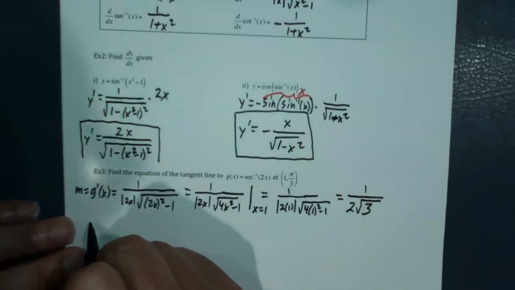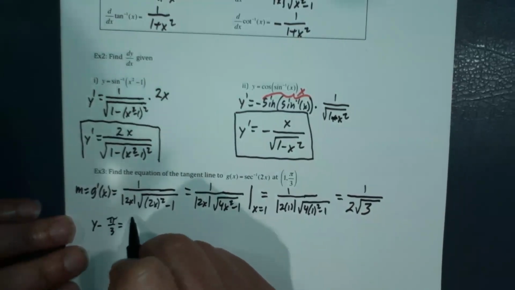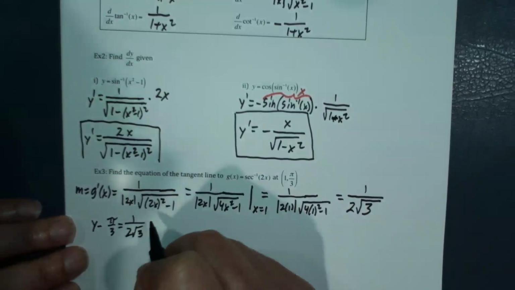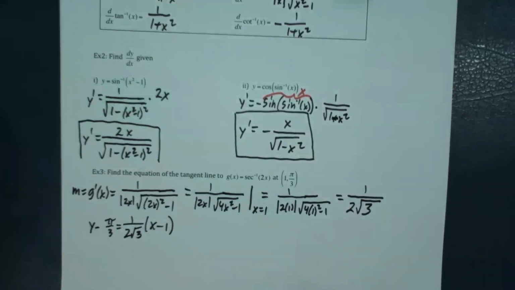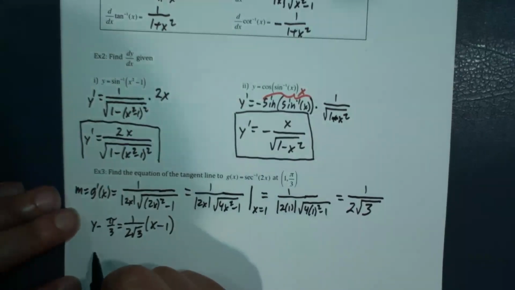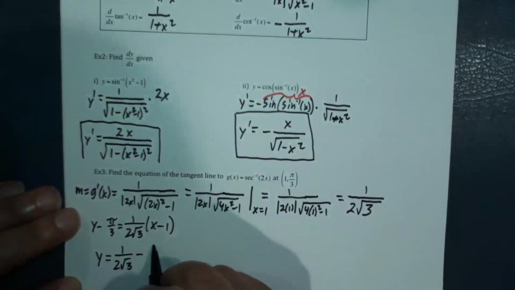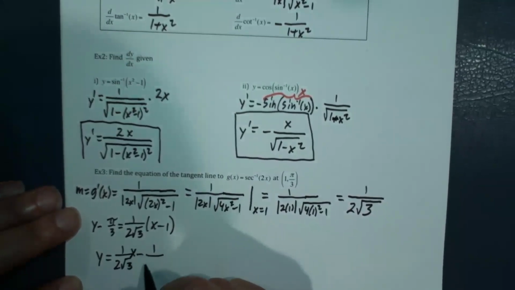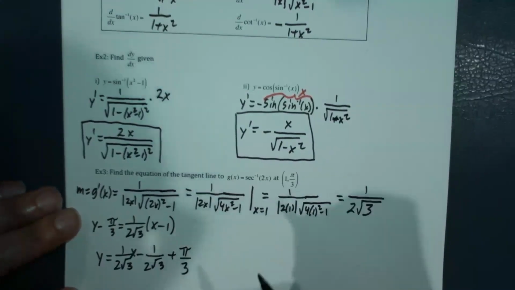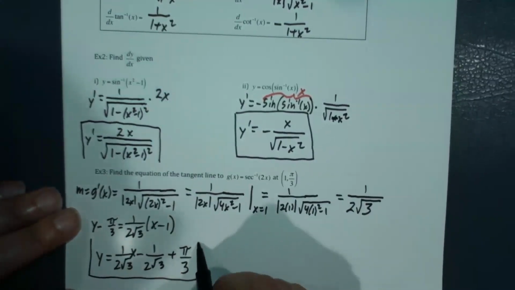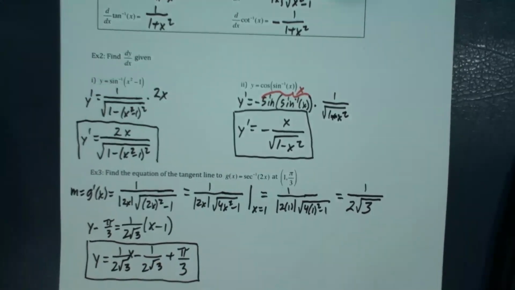So we end up with y minus pi over 3 equals 1 over 2 root 3 times x minus 1. And let's try to clean that up a little. And believe it or not, that is the whole thing. You could get a common denominator there, I suppose, but there's really no need for that.